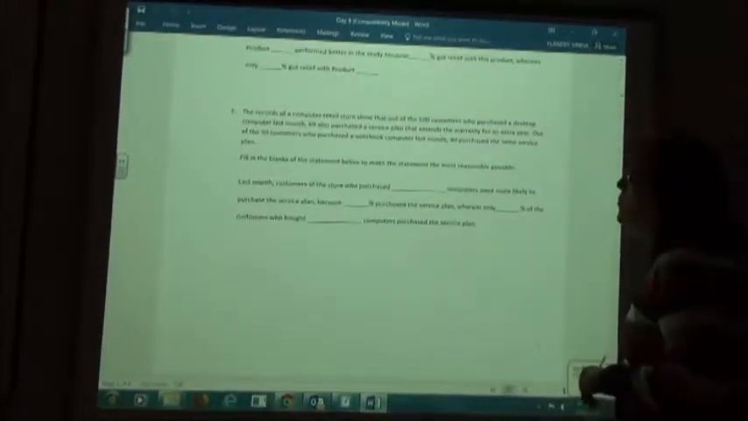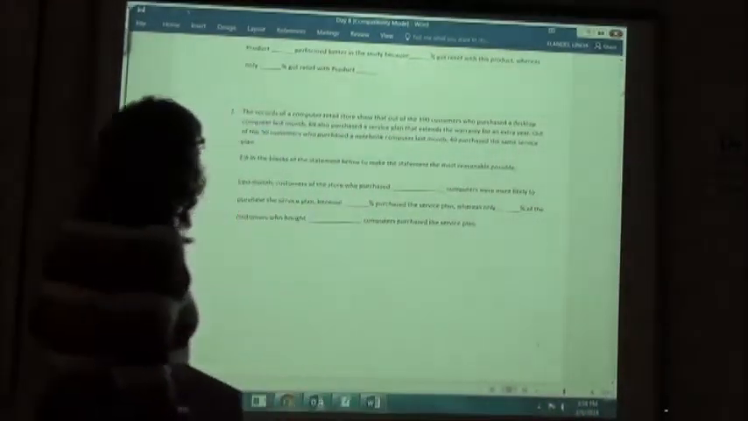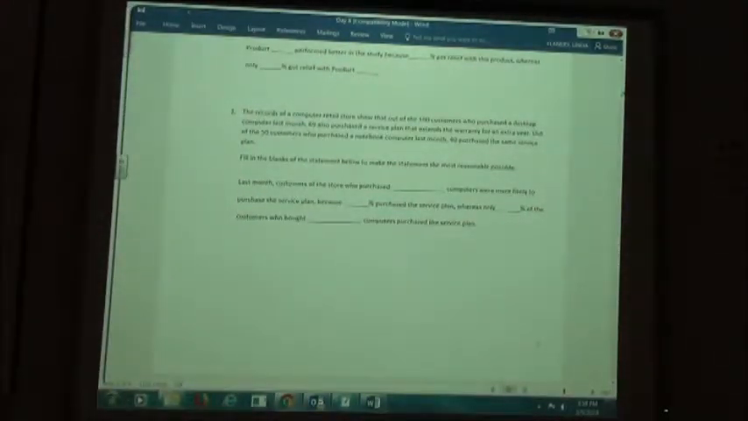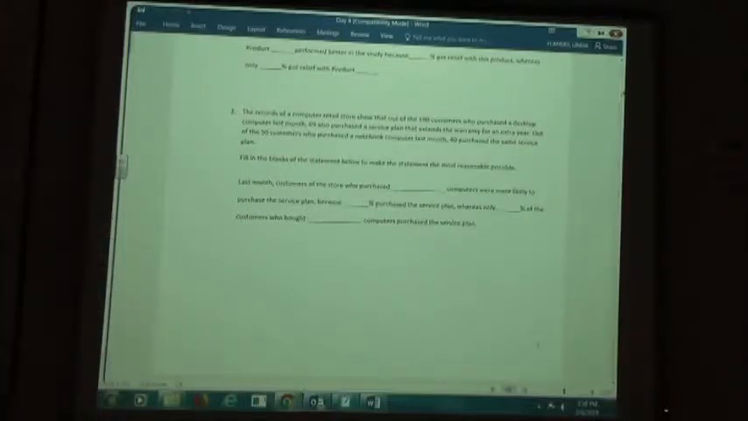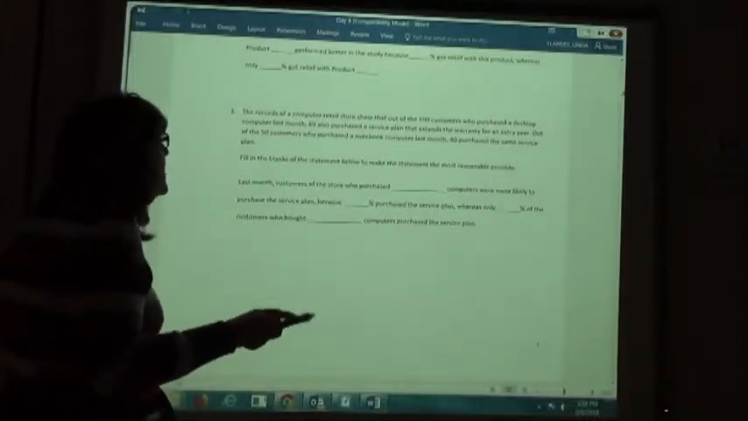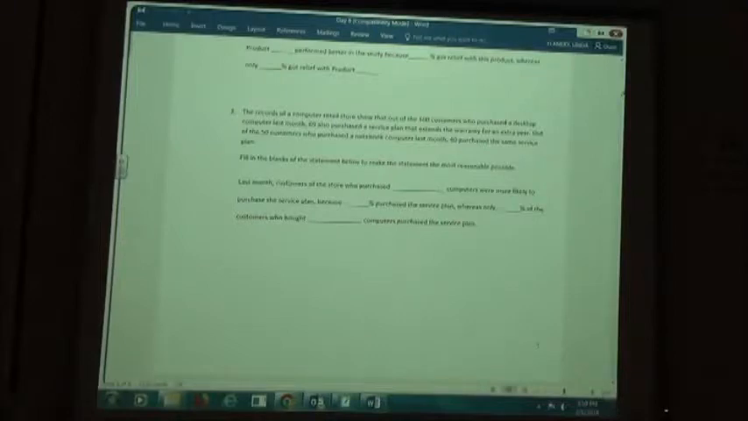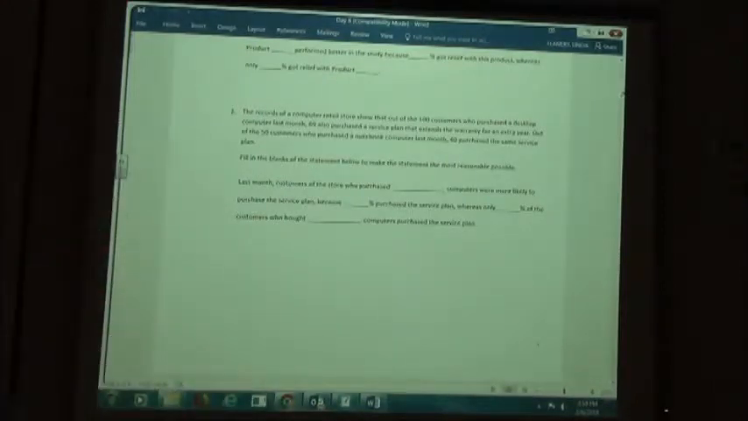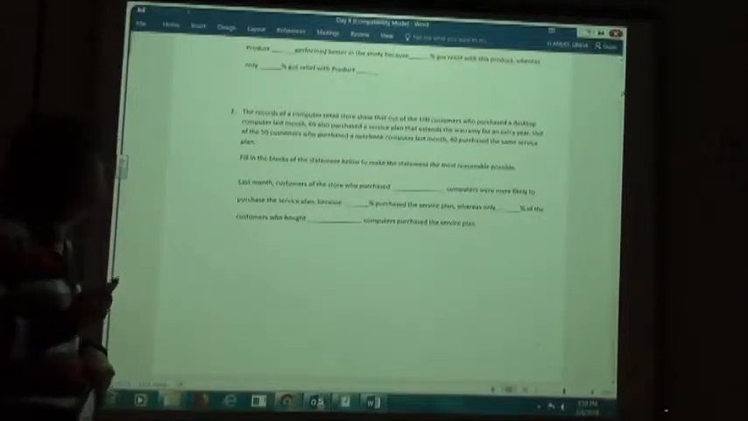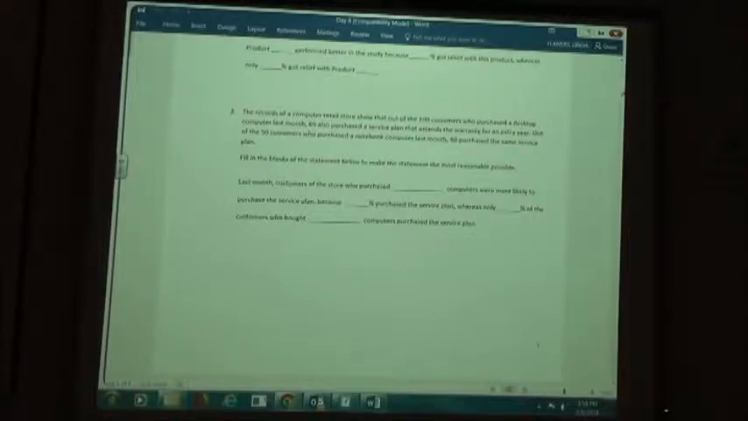Second one of that one, it says the records of a computer retail store show that out of 100 customers who purchased a desktop computer last month, 69 also purchased the service plan that extends the warranty. Out of 50 customers who purchased a notebook computer last month, 40 purchased the same service plan. Fill in the blanks. So last month, customers of the store who purchased what kind of computers were more likely to purchase the service plan because what percent purchased the service plan, whereas only what percent of the other ones bought what kind of computers purchased the service plan. So we're looking for the percent who purchased the service plan.